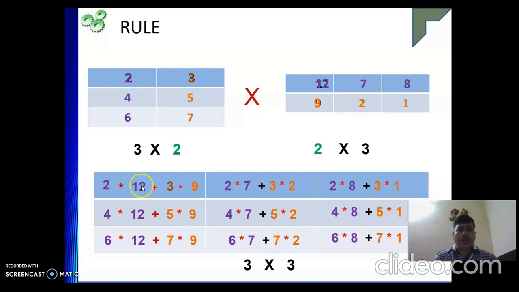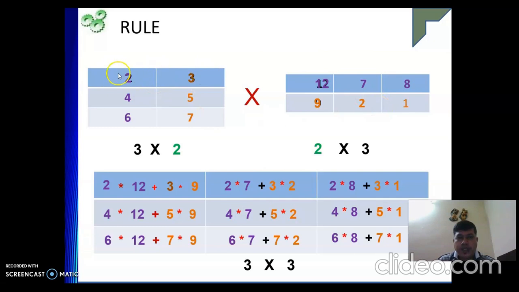So 2 into 12 will be 24, plus 3 into 9 will be 27. Now we're going to add it and we get the resultant. Again, I'm repeating: 2 multiplied by 12 and 3 multiplied by 9, so we got it for the first cell. Then 2 multiplied by 7, 3 multiplied by 2, we got for the second cell. 2 multiplied by 8 and 3 multiplied by 1.